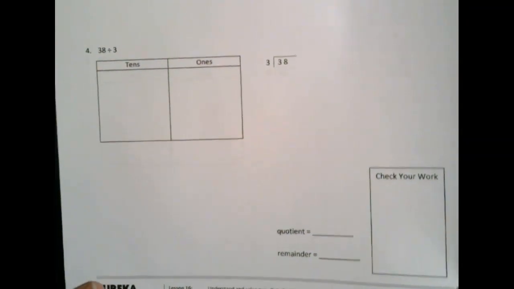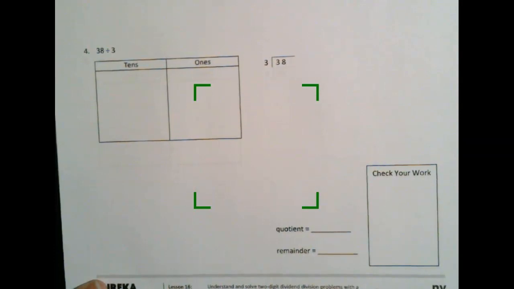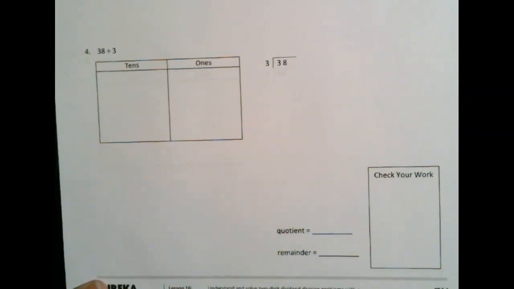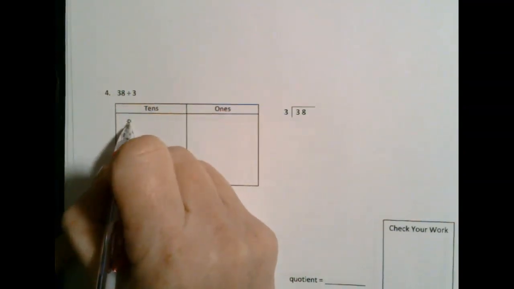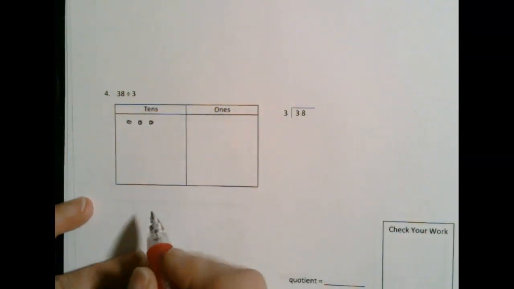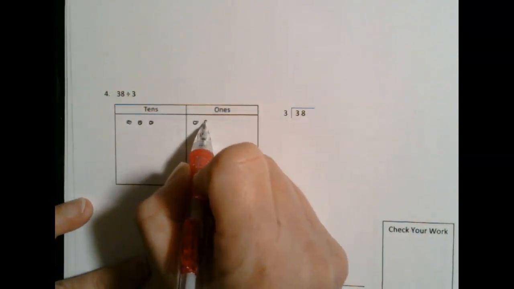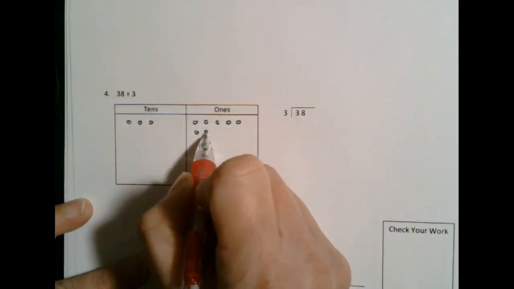All right. Now let's look at number 4 here. On number 4, we have 38 divided by 3. So I already had 8 ones. Well, now I have 3 tens. So I'm going to have to put my 3 tens in my place value chart. So there's my disc to represent my 3 tens. And then I'm going to put my 8 ones in my ones place.